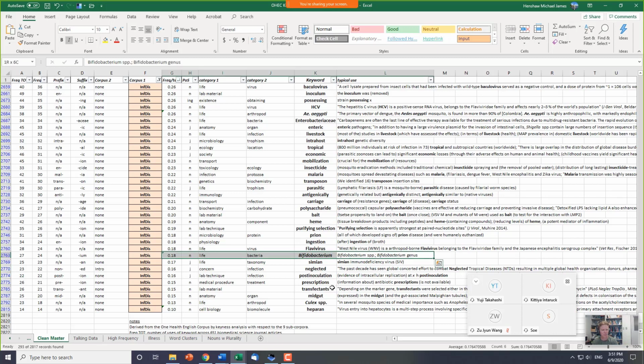I guess you are mostly virus people here, but is this an important pathogen? I don't know what it is, but do you guys know this one? No. No? No. Okay.